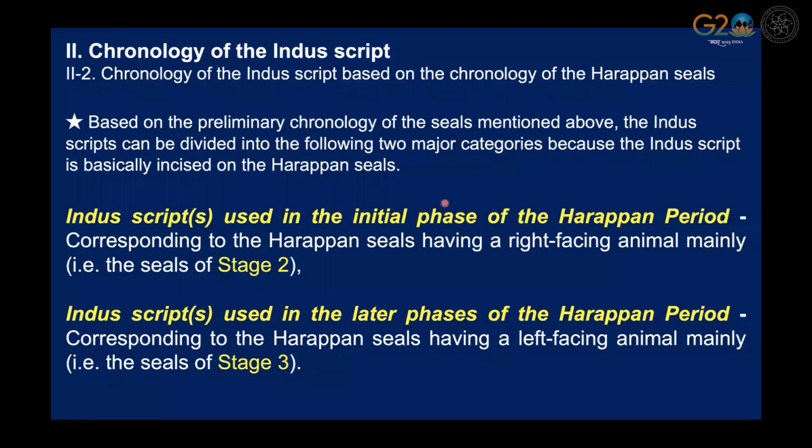Based on the preliminary chronology of the seals mentioned above, the Indus script can be divided into the following two major categories, because the Indus script is basically incised on the Harappan seals. Indus script used in the initial phase of the Harappan period corresponds to the Harappan seals having a right-facing animal mainly. Indus script used in the later phase of the Harappan period corresponds to the Harappan seals having a left-facing animal mainly.